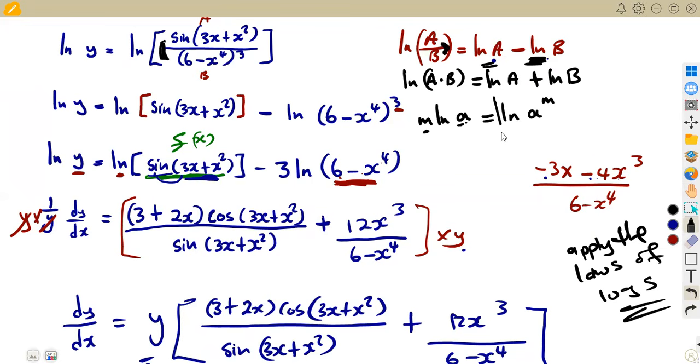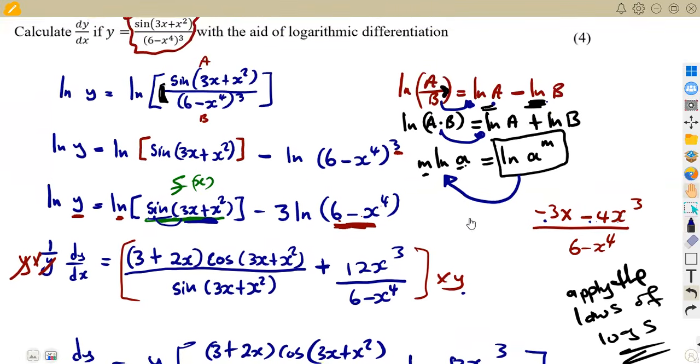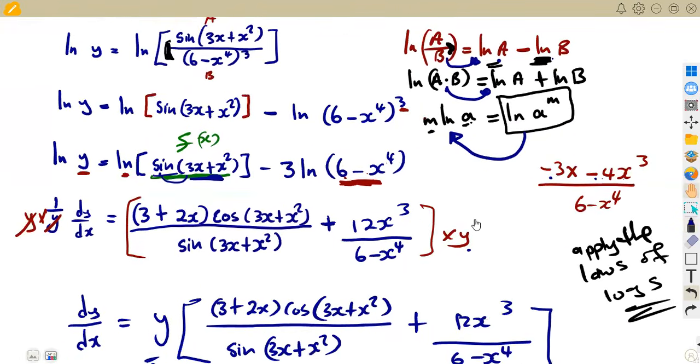So they will give you this stage here, and you have to convert it back to this way. They will give you this part, you convert to this way. They will give you this part, you convert it to this way. So that's the application of our logarithms in this case, the logarithmic differentiation.